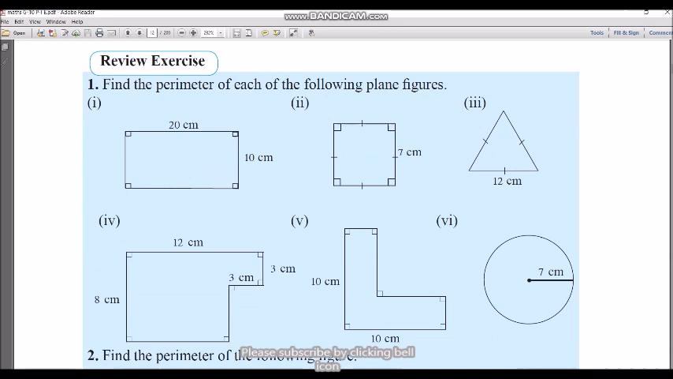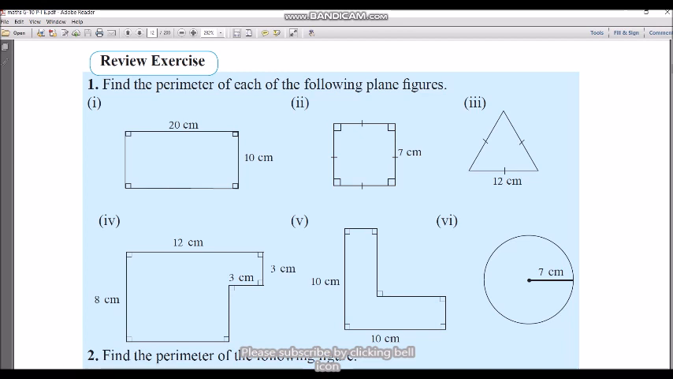We can see these are all very simple questions. First one, we can get length plus breadth into 2. So length plus breadth 30 into 2, 60 centimeter. And this is a square. We know length of a side into 4. So 7 into 4 is 28 centimeter. So the triangle, all the sides of the triangle are equal. So the perimeter should be 12 into 3, 36.